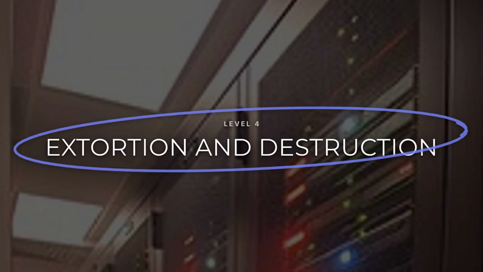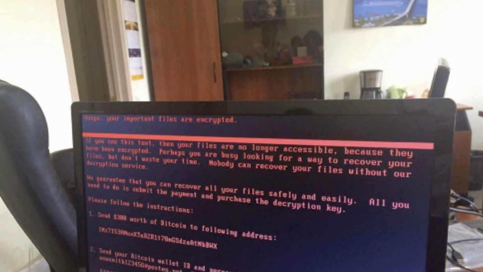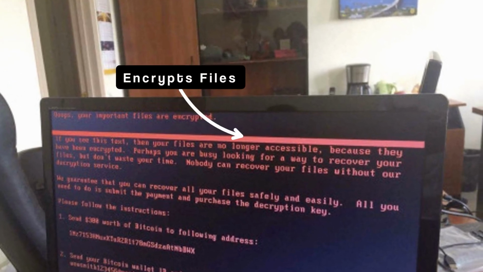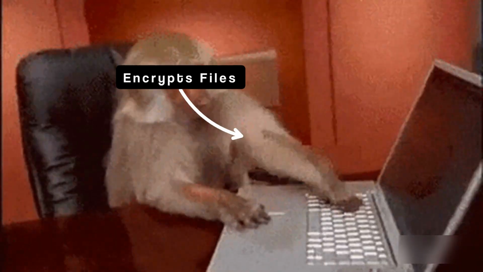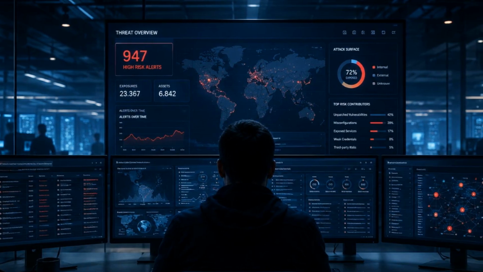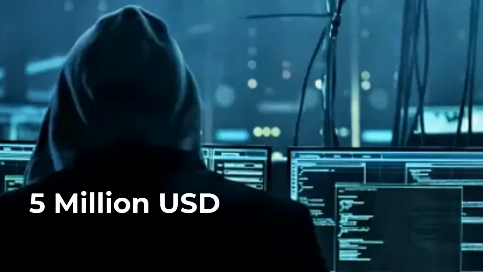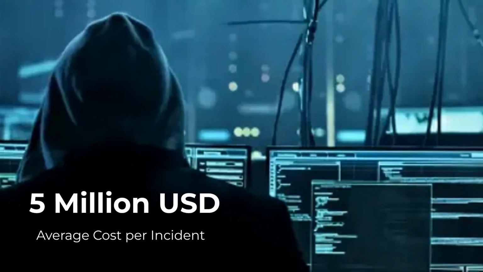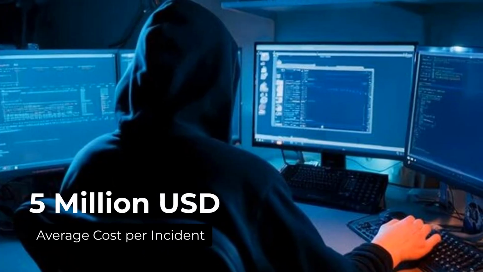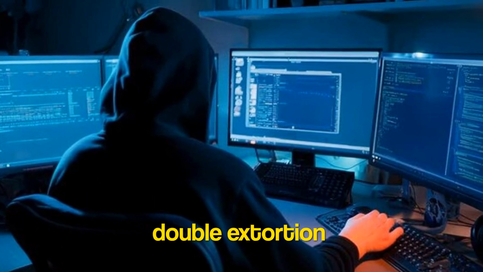Level 4. Extortion and destruction. Skip the waiting. Get paid directly, immediately by the victim. Ransomware encrypts every file it can reach and demands payment for the key. Ransomware as a service has dropped the skill required to almost zero, and it shows. One major breach report found ransomware present in nearly half of all breaches, with an average total cost north of $5 million per incident. The newer standard move is double extortion.